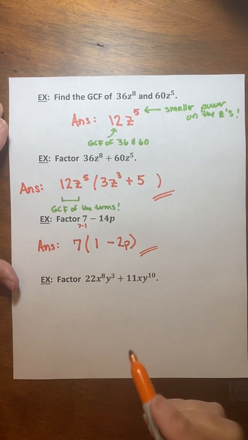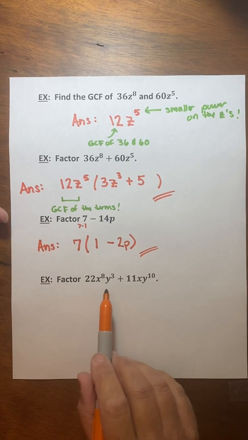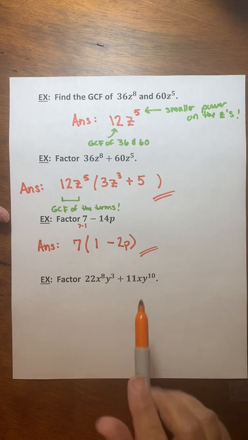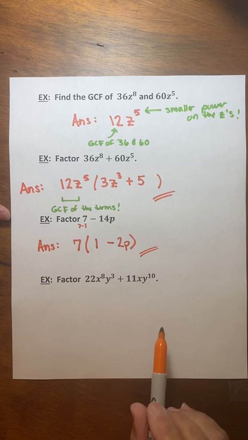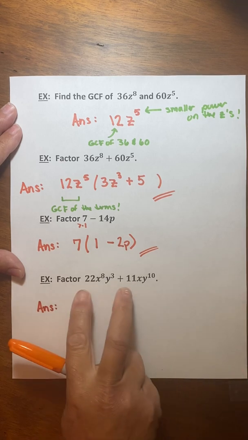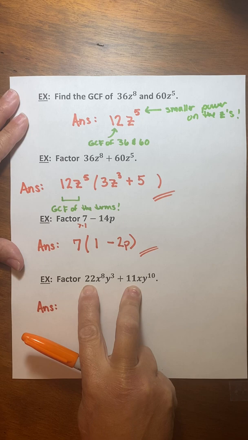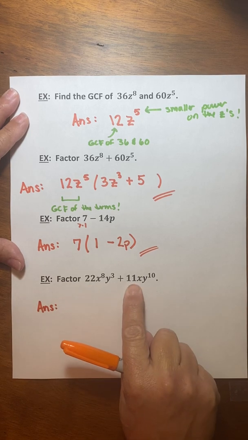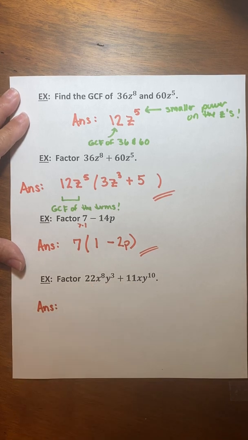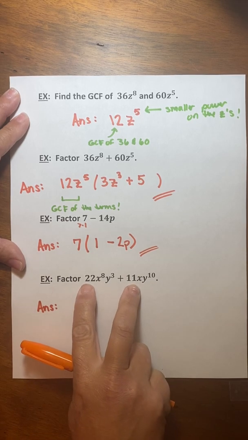All right, let's keep going. Factor 22x to the 8th y cubed plus 11xy to the 10th. All right, so my answer. Well, let's look at the numerical parts first. 22 and 11, any common factors? Well, 11 is prime, so only 11 and itself, but 11 is a factor of 22, so I can pull the 11 out. They both share a factor of 11.